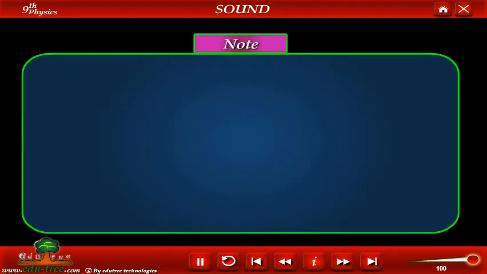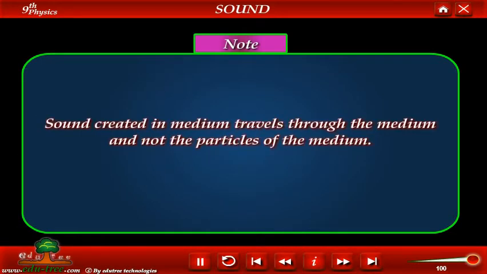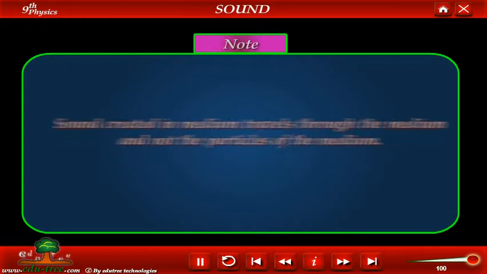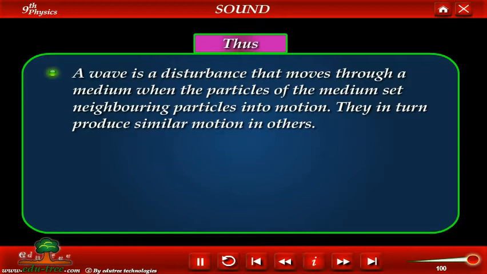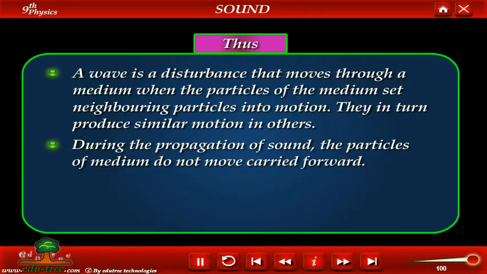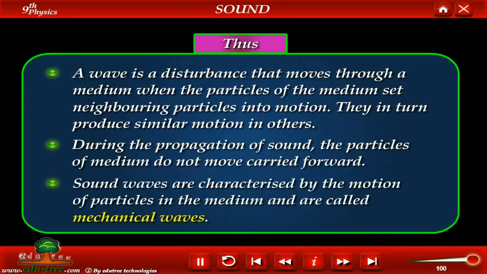Students, please note. Sound created in a medium travels through the medium and not the particles of the medium. Thus, a wave is a disturbance that moves through a medium when the particles of the medium set neighboring particles into motion. They in turn produce similar motion in others. During the propagation of sound, the particles of the medium do not move forward. Sound waves are characterized by the motion of particles in the medium and are called mechanical waves.